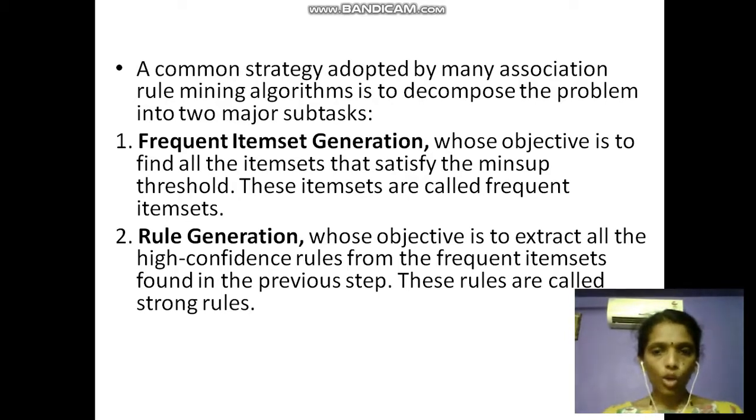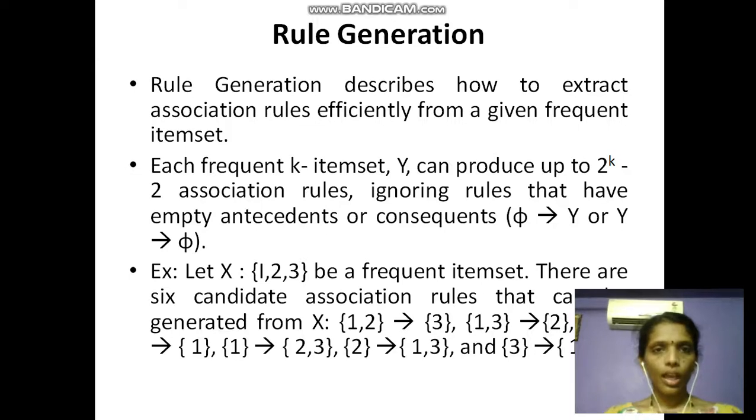And the rules you are generating with high confidence values are called strong rules. Coming to rule generation, it describes how to efficiently extract association rules from a given frequent item set. That means when you are given a frequent item set XYZ, you need to identify what rules can be generated from that particular frequent item set XYZ.